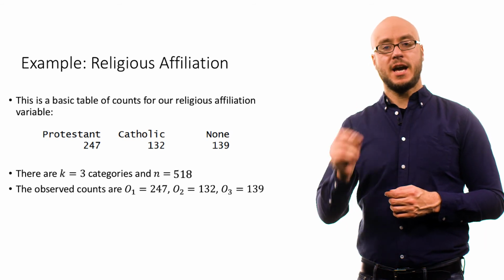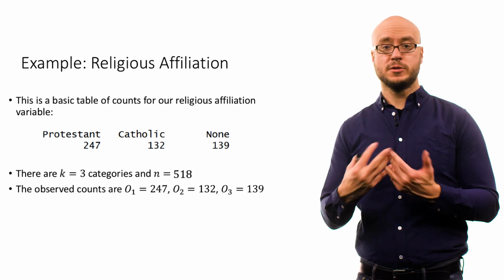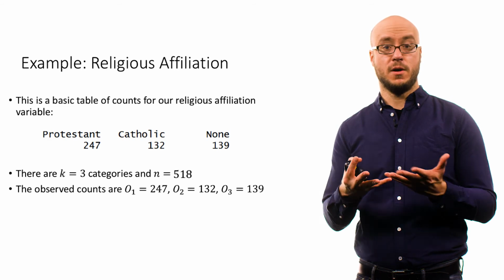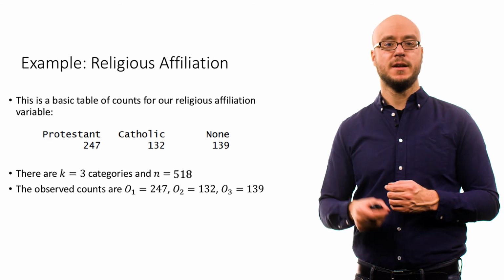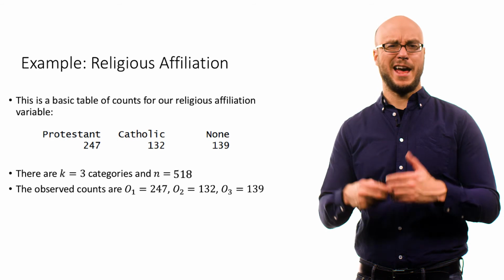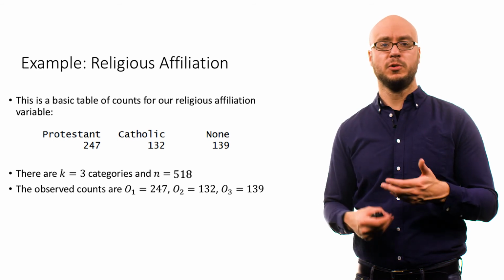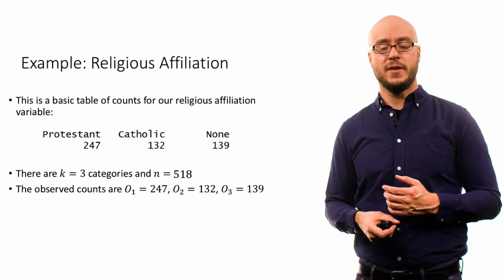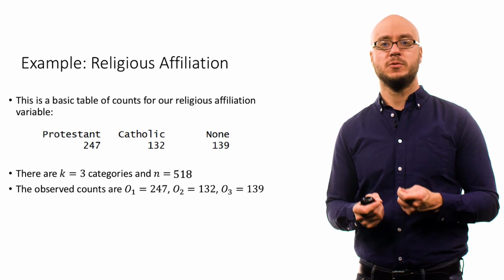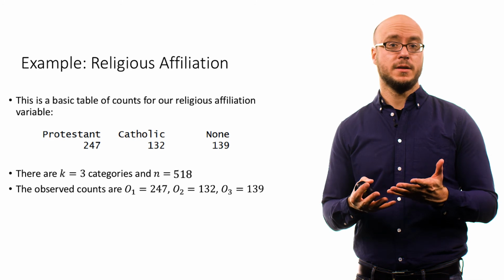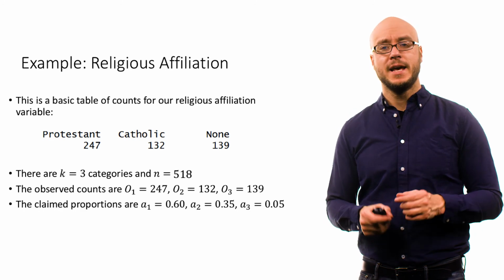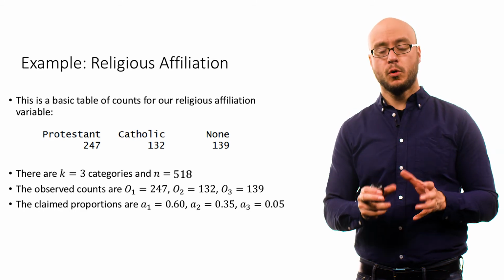Now for each of these categories, we have observed counts. Those are simply the values from the frequency table. So we can see that for the Protestant group, O subscript 1 is about 247 Protestants. O subscript 2 refers to 132 Catholics, and O subscript 3 refers to 139 young people who don't have a religious affiliation. And then we have these claimed proportions.